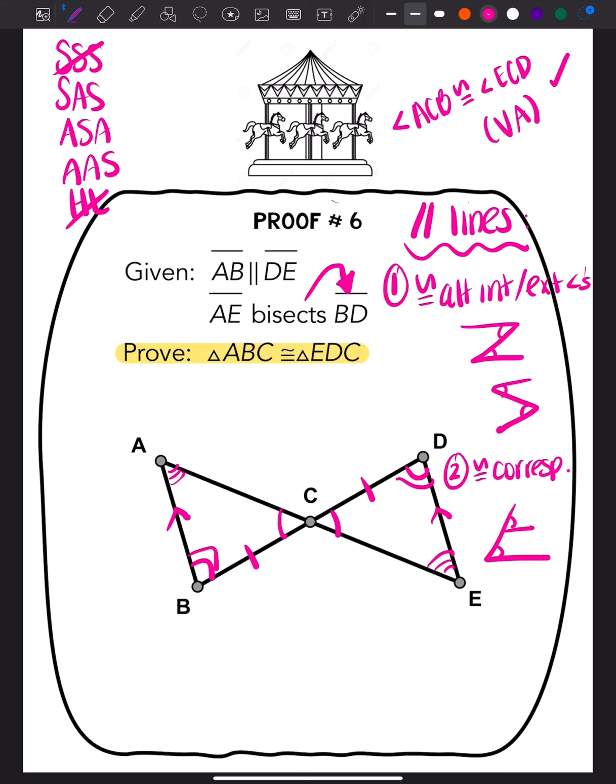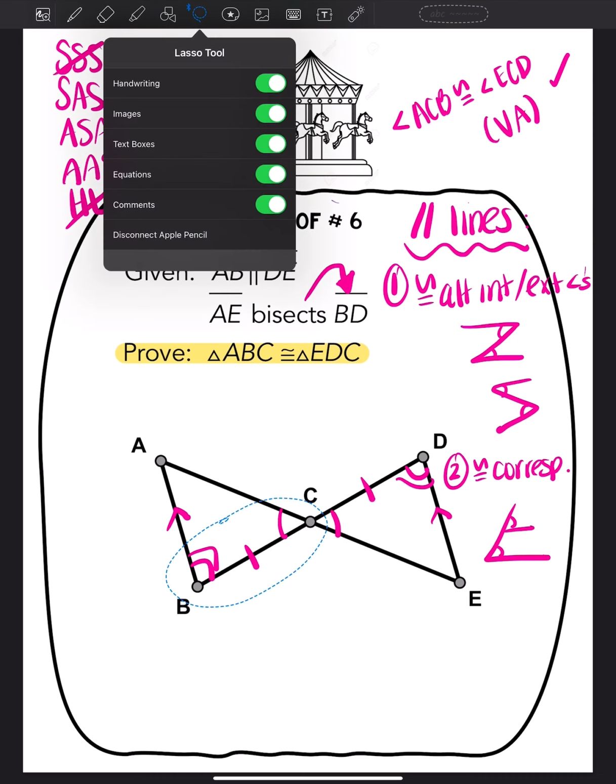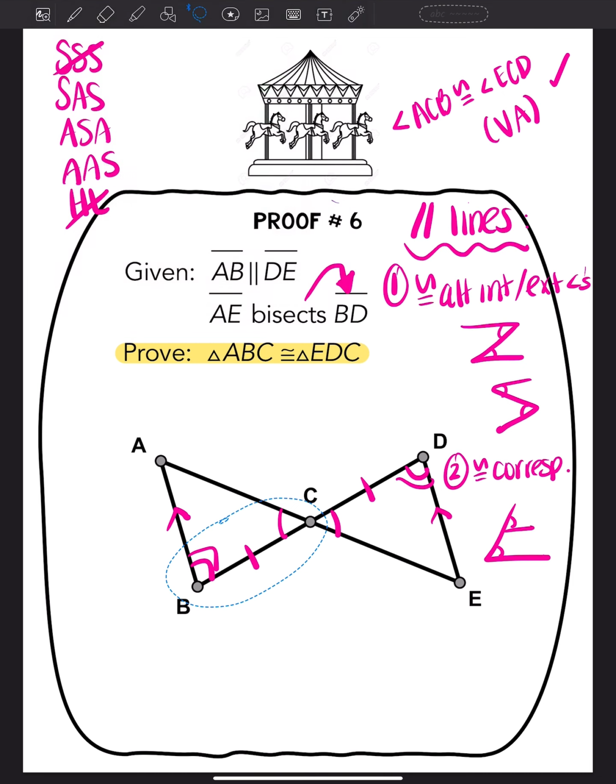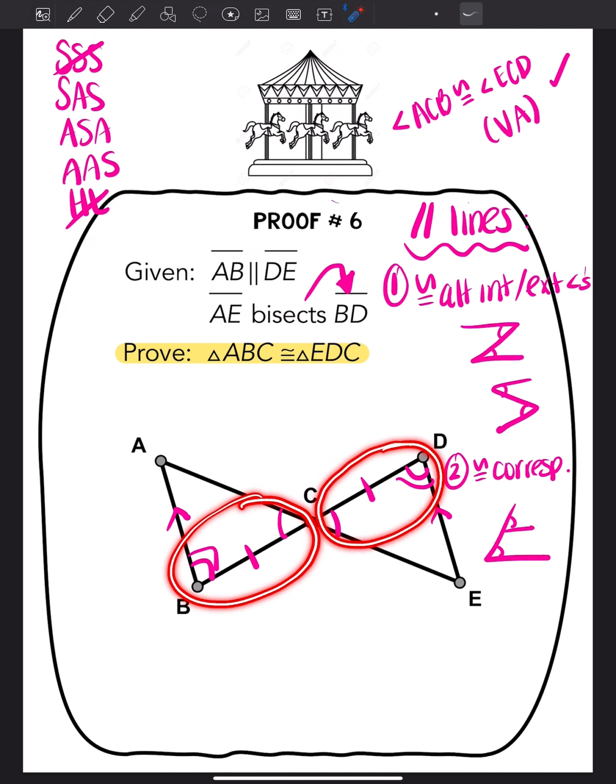Well, I think I have enough. So if I wanted to use B and E, so let's say that I wanted to mention B and D were congruent, I can use angle, side, angle, right? Angle, side, angle right here is congruent to angle, side, angle here.